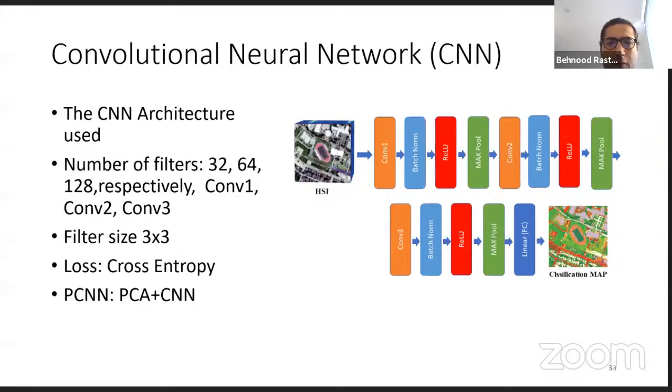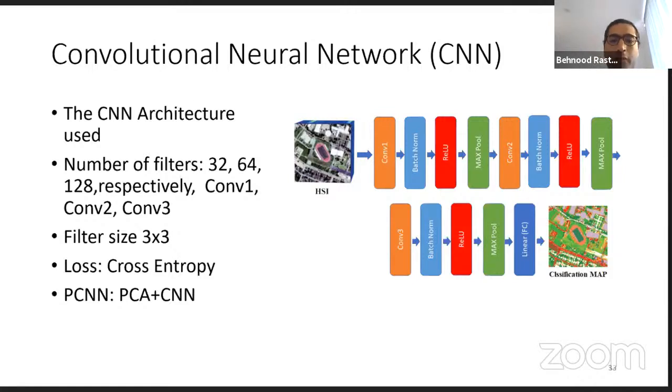I think I missed this question. Why do you use PCA? Doesn't CNN handle feature extraction by itself? So that's exactly what we're trying to see in the next slide and compare the results.